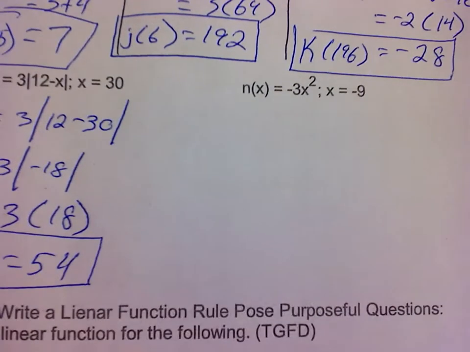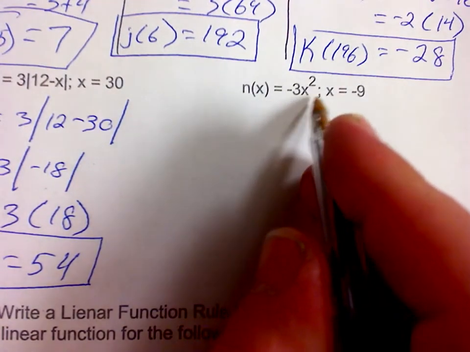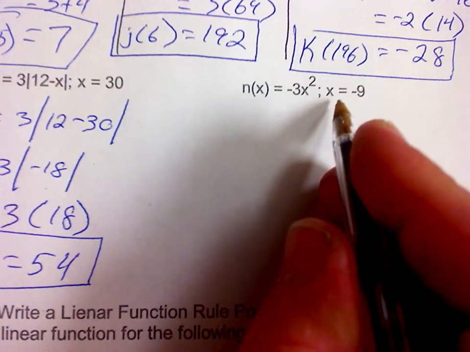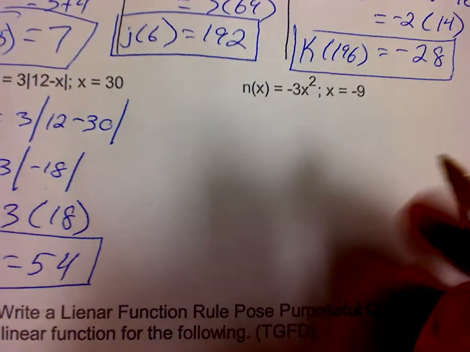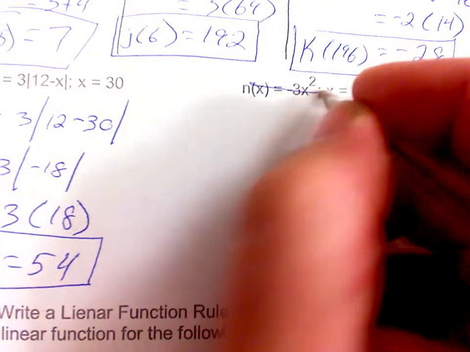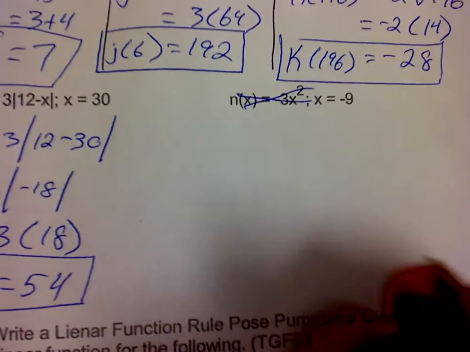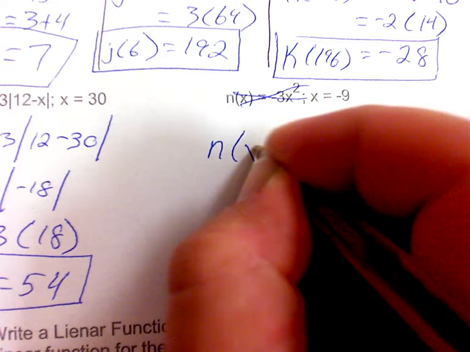Moving on to this one here. N of x is equal to negative 3x squared. We want to evaluate that when x is equal to negative 9. Now I'm actually going to add something here, so we're not going to use that function right there. I'm going to change it up here.